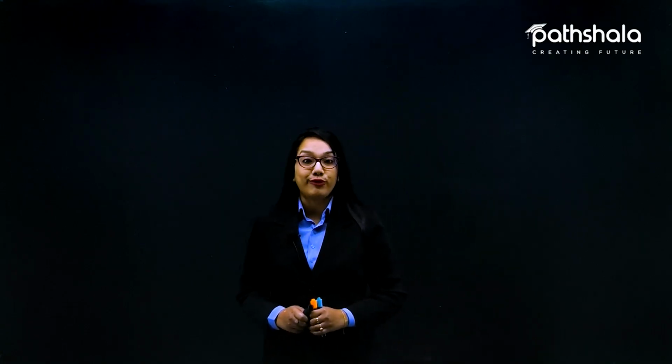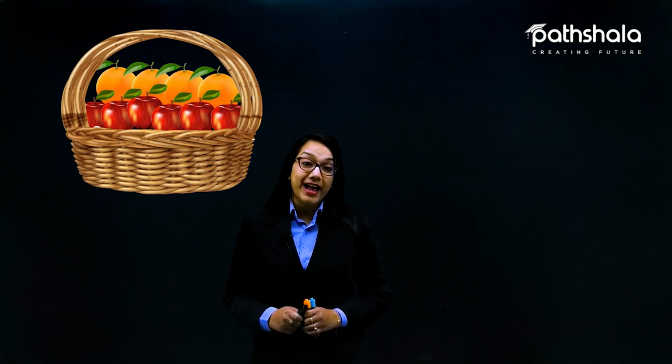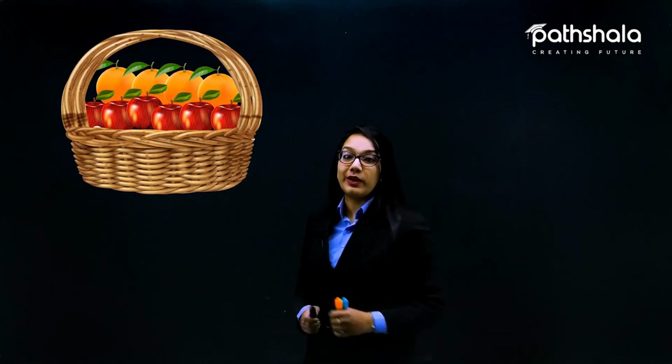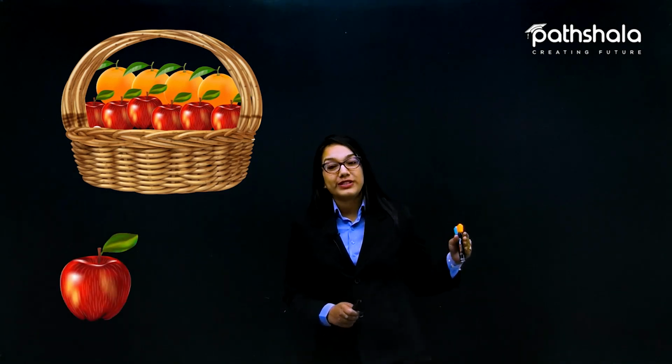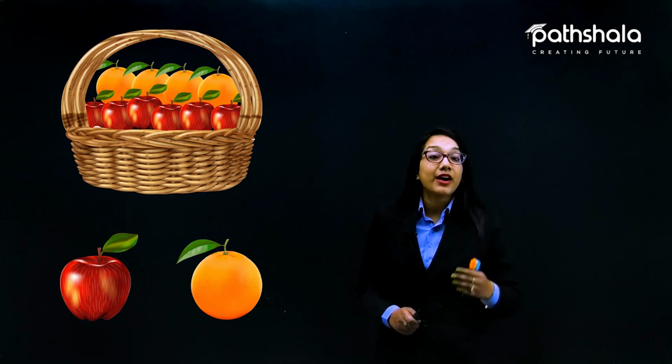Let's start our new chapter today. But before that, let me tell you what I did today. I went to a fruit shop and bought a variety of fruits. I bought some apples and oranges, as you can see in this basket. I bought only two varieties of fruits, that is, apples and oranges.